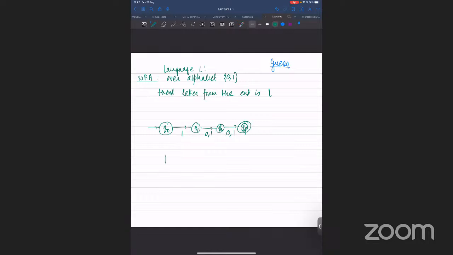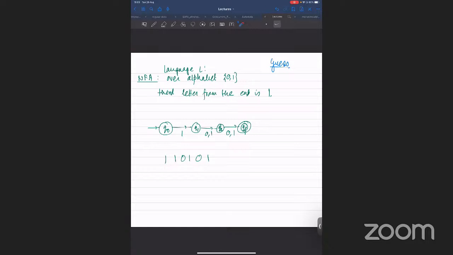So for example, suppose this is 1 1 0 1 0 1. What I want to ensure here is that this one is the third last, right? First, second, third. So this one would correspond to taking this transition. And if the automaton wrongfully takes this transition, maybe on this one, then it will get stuck. It will not accept properly, right? So this is the power of non-determinism.